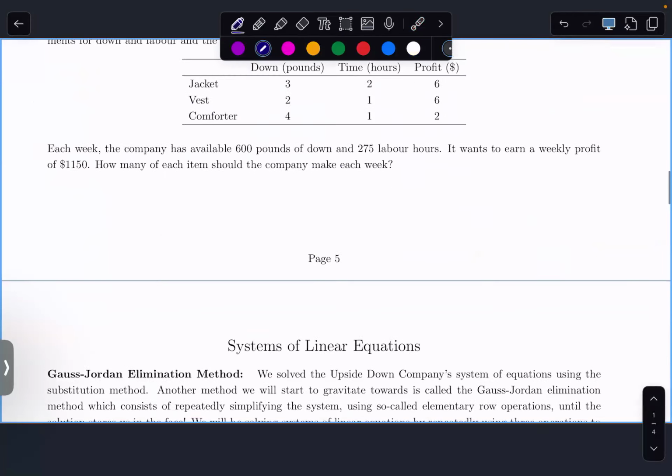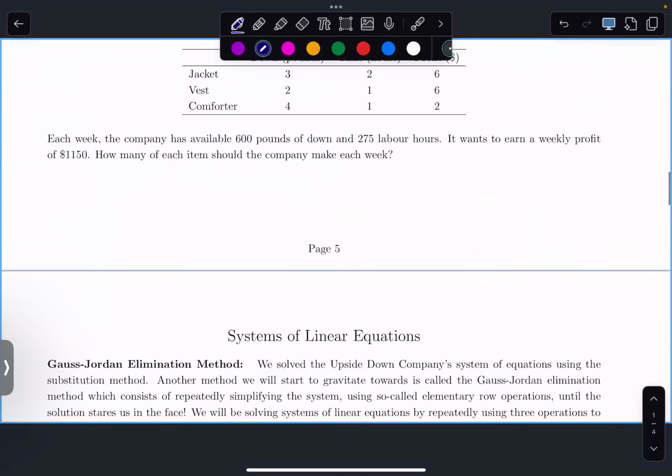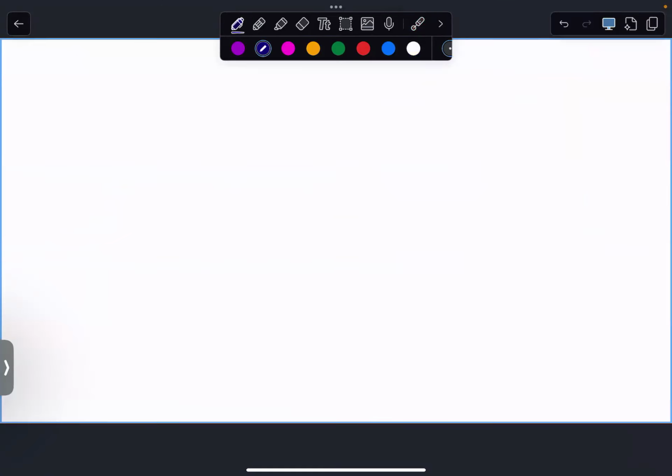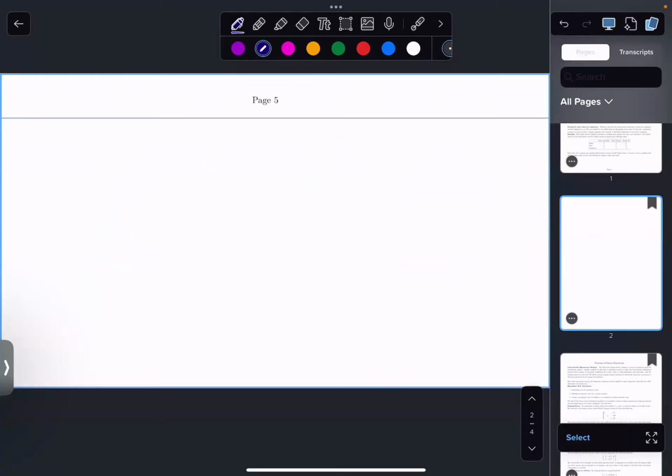I'll add a page. Oh, I need lines. I'm not going to get them, am I?